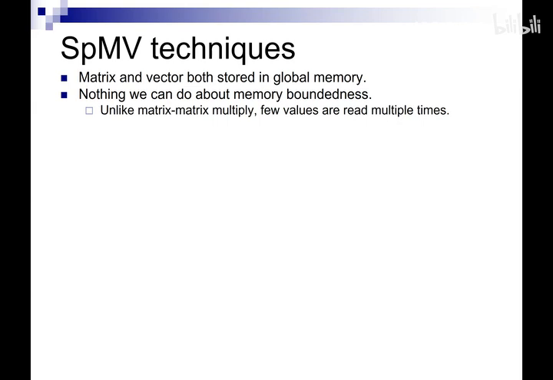You have to read two values and then you only do two math operations on them. This is unlike matrix multiplication, where if you read a few values, you can actually do many computations on those. So here, we're stuck, because of the application that we're working with.